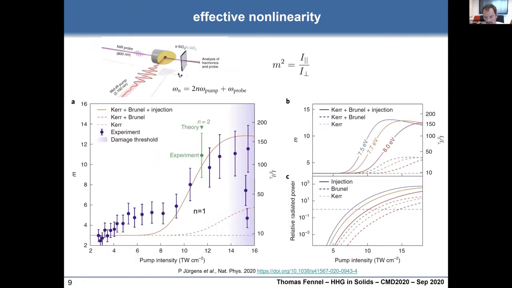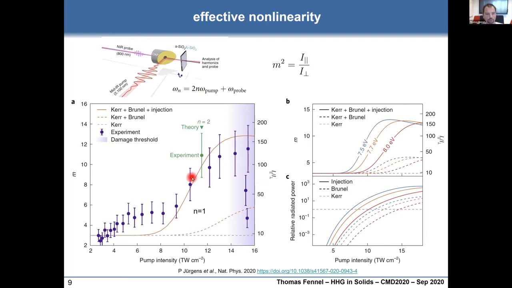And with this, I can come now to the main slide of my talk. So here's the main analysis of the observed signal here in purple for n equal 1. So here you see the intensity ratios for parallel and perpendicular field configuration and the associated effect of nonlinearity. And starting from a value of about 3, it slightly increases and then makes a big jump to nonlinearity orders beyond 10, close to the damage threshold, which is indicated here by the color.